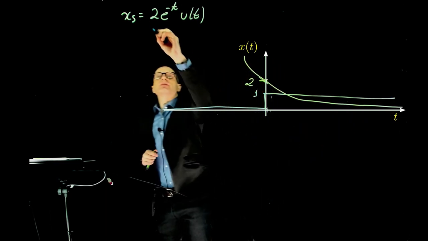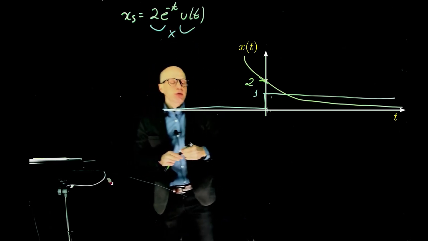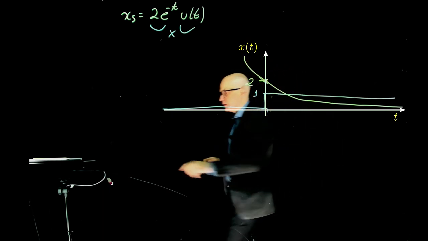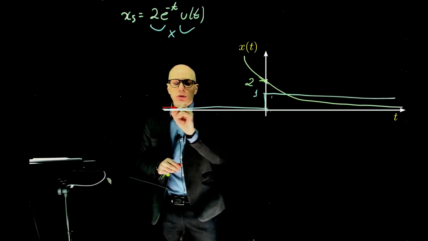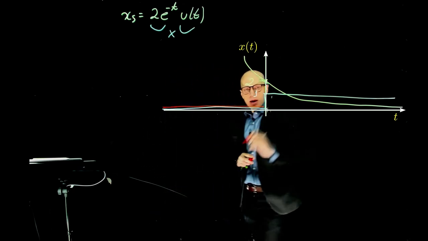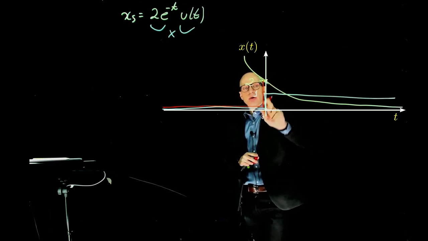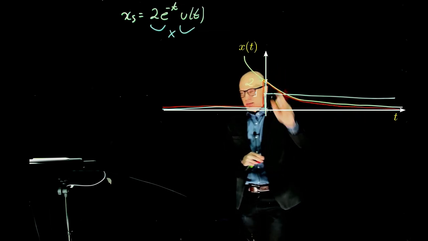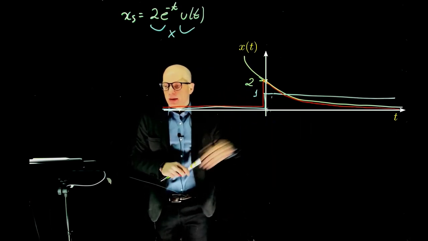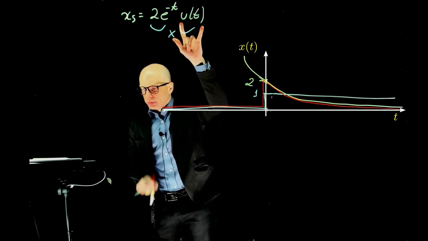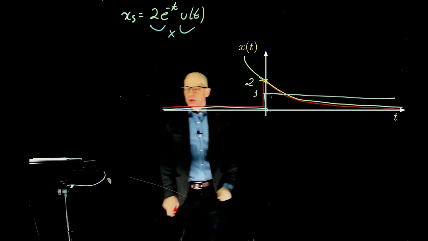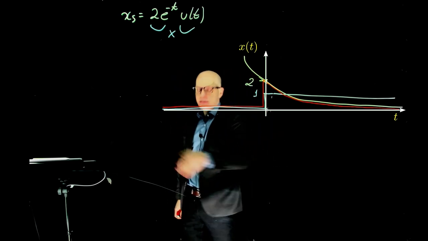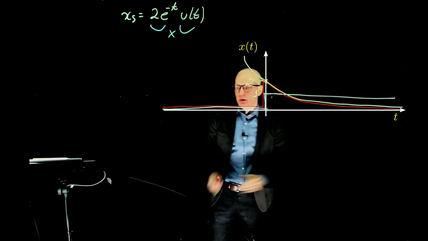What are we doing now? We are multiplying this and that, which means that anything before 0 is 0, because you're multiplying the exponential and 0. And then past this point, now we are multiplying 1 with the original function, and the function remains the same for time greater than 0. So what is this u of t doing here? It's basically cropping the function and making everything for time less than 0 equal to 0, and then allowing the rest of the function to continue.